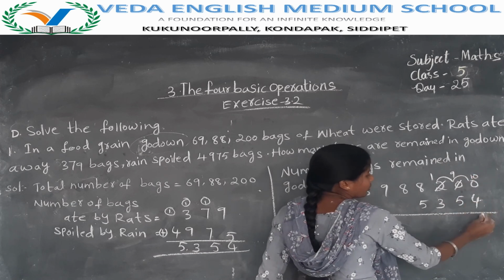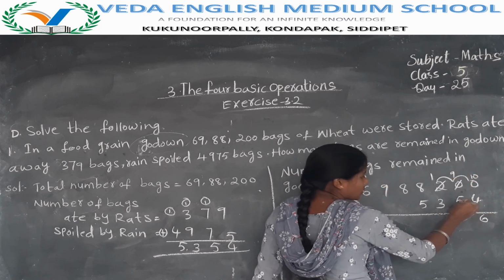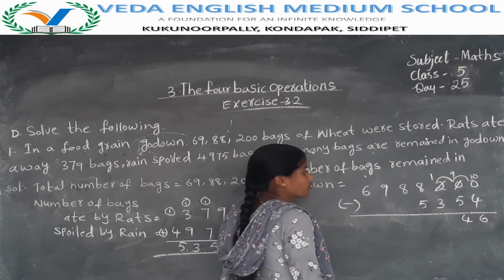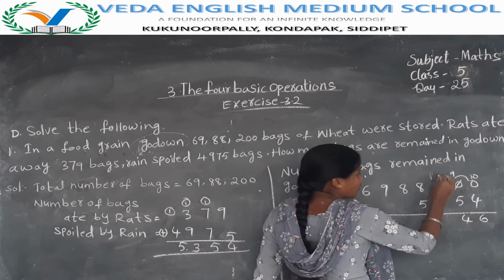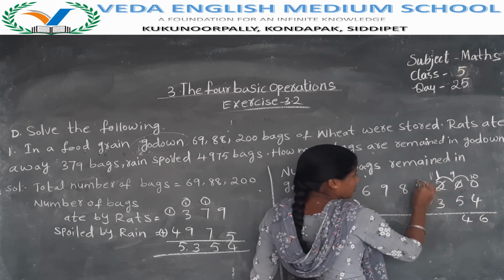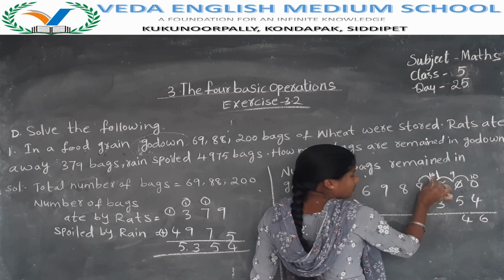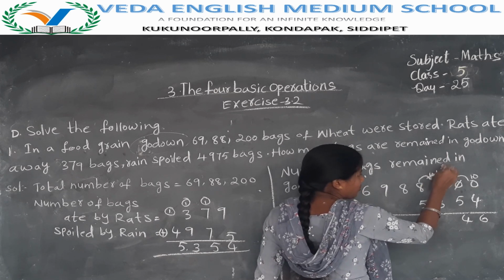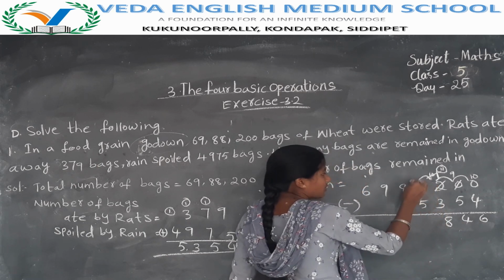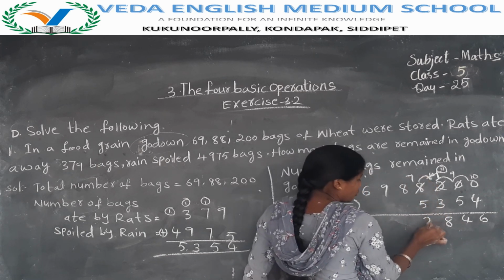10 minus 4, it is 6. 9 minus 5, it is 4. Is 1 minus 3 possible? No, not possible. Then what you have to do? Again you have to take borrow from the next number. What is the next number here? The next number is 8. So take borrow from 8. Here the borrow is 10, already it is 1. 10 plus 1 it is 11. 11 minus 3 is 8. Next 8 becomes 7. 7 minus 5, 2.